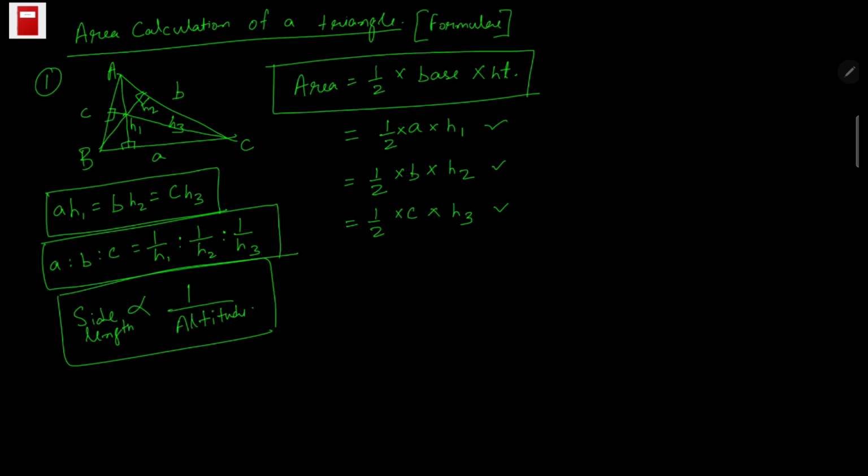Interestingly, one point you can see that the perpendiculars are concurrent. Anyways, we'll talk about that when we talk about orthocenter. Right, so this is the general formula for area of triangle. This is the first one.